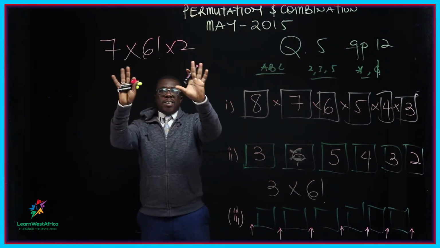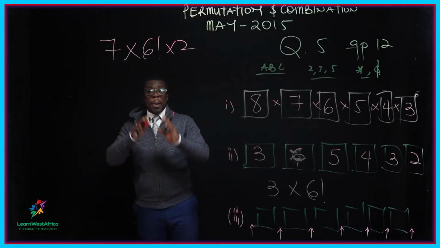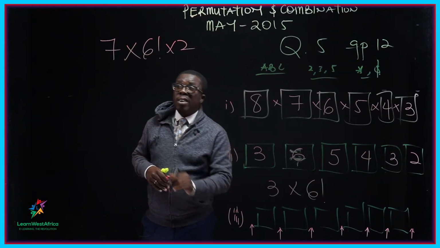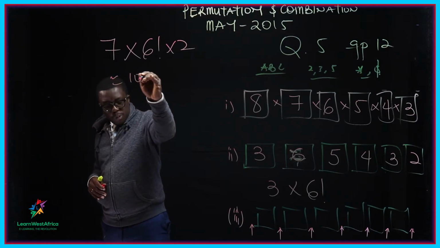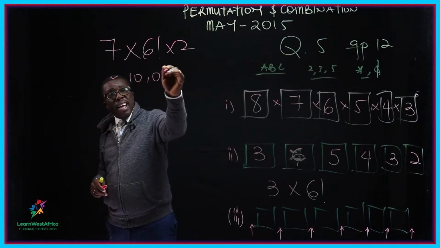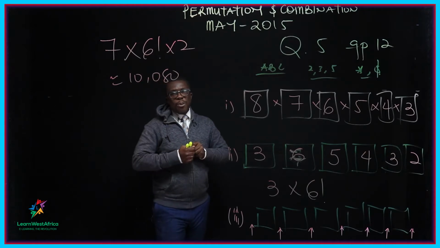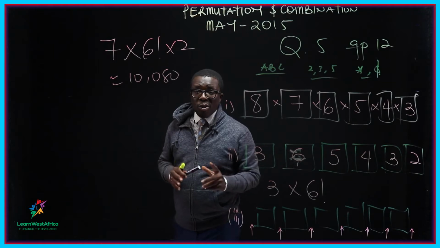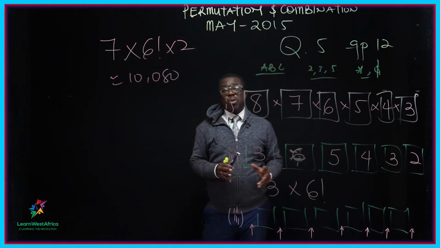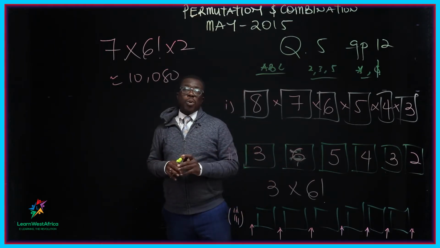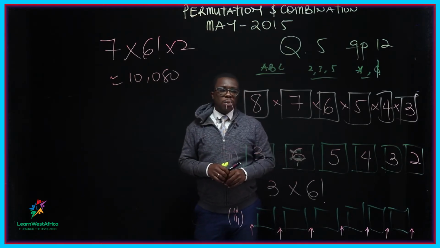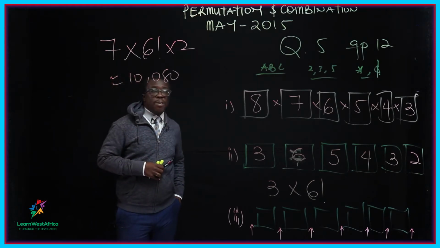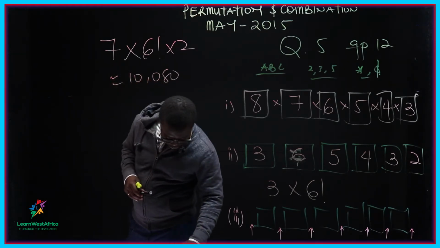So guys, this is the number of arrangements that would be possible if the 2 symbols have to be kept together. So we do that calculation. And that, I guess, should give you 10,080. So if we are to create a code such that these 2 symbols, the dollar sign and the asterisk, could be kept together, we would have 10,080 codes. So that is it for the III part for the permutation of question 5 in QP 1-2.